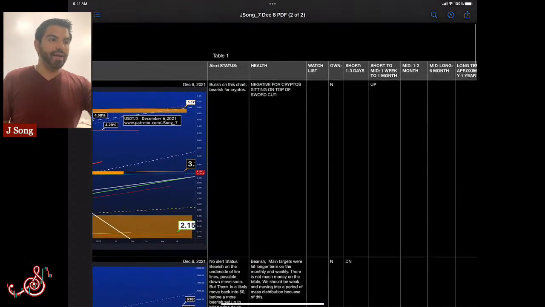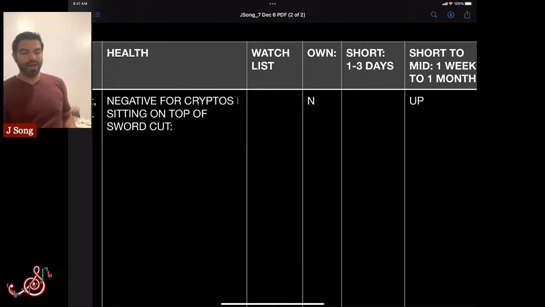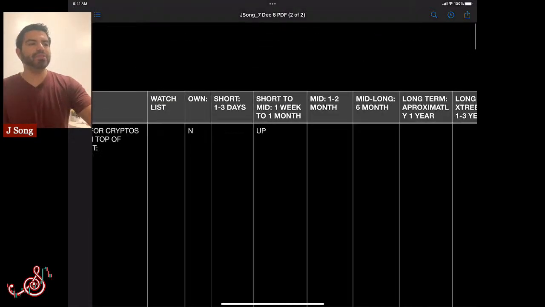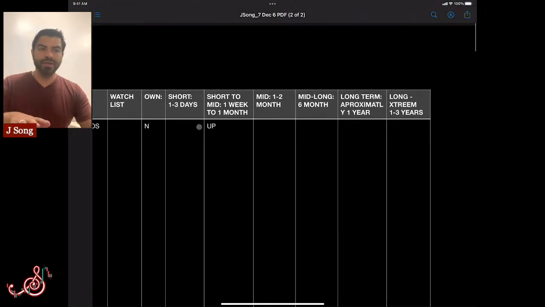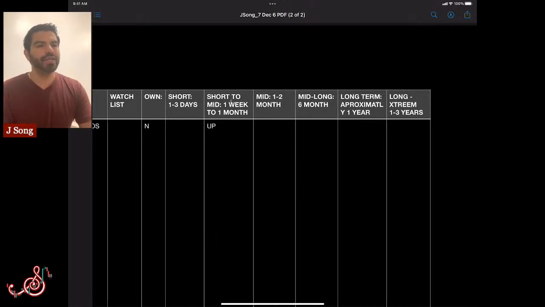So I put, if it's on a watch list, obviously USDT.D is not on my watch list because it's not something you can buy. It's more like an index. And then I put if I own it, and then I put sometimes these columns in case I need to put a note for approximately when I'm expecting action. So here's short to mid week, short to mid, short to mid to long term, long, extreme.